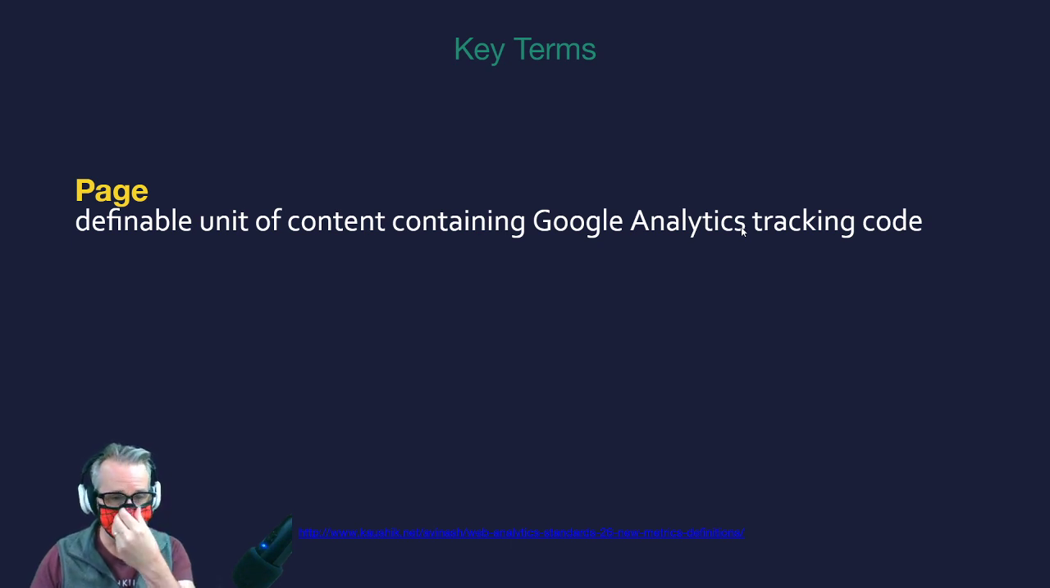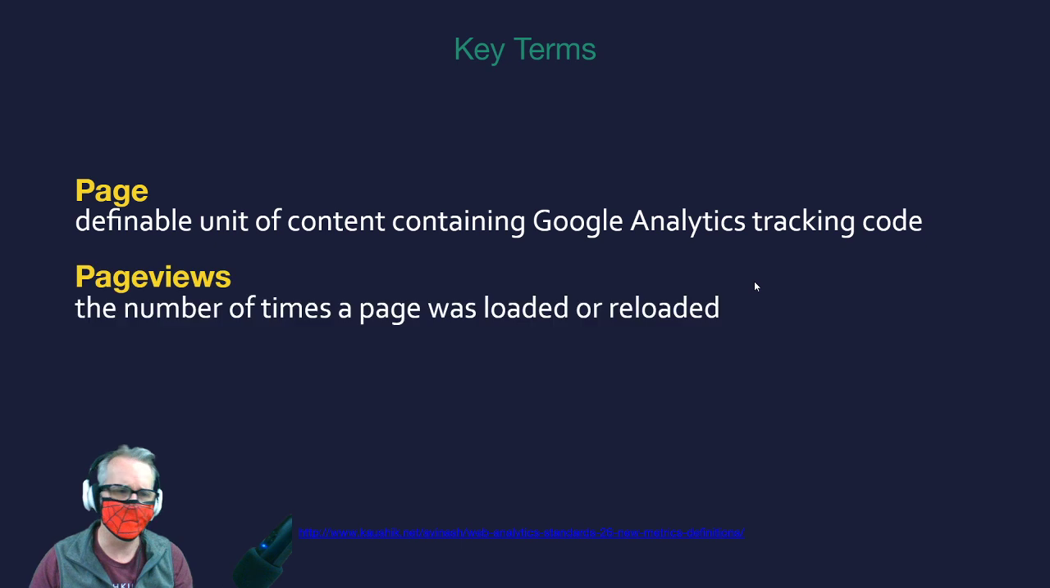A page is a definable unit of content containing Google Analytics tracking code. And so, of course, you can have a page without Google Analytics tracking code, but as far as digital analytics or web analytics is concerned, it's not a page unless Google Analytics tracking code is somewhere on that page. Page views: the number of times a page was loaded or reloaded. So if someone goes to a page and then they refresh it 100 times, that technically counts as 100 page views.